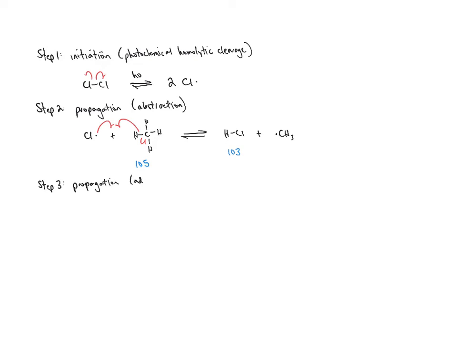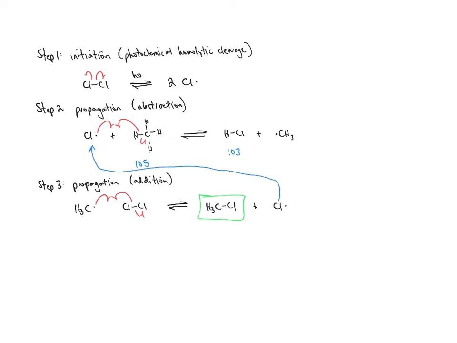This time it's an addition. So addition of this carbon-centered radical to generate a new carbon-chlorine sigma bond. So we're going to take chlorine gas and we're going to halogenate that radical. And so we're going to end up with our new product, methyl chloride, plus a new chlorine radical. So this is our product. The new chlorine radical will then go back to the second propagation step. It will recycle.